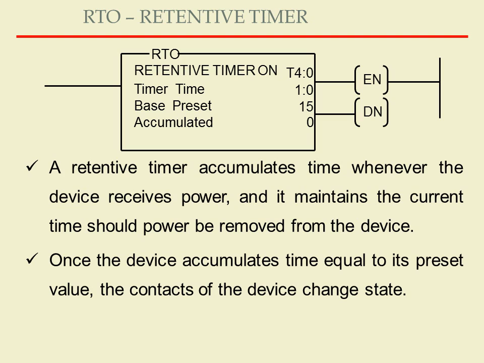A retentive timer accumulates time whenever the device receives power, and it maintains the current time should power be removed from the device. Once the device accumulates time equal to its preset value, the contacts of the device change state. In other words, the retentive timer retains or stores the last value even if the power is off, and when the power is on, it starts timing from that value onwards.